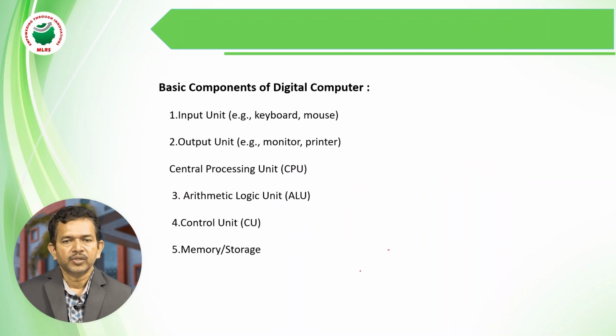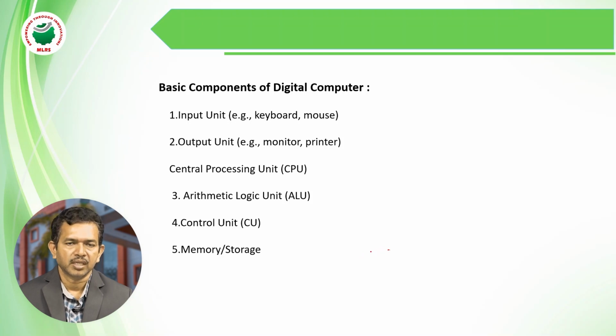Next, we'll try to see what the basic components required for a digital computer are. The basic components are the input unit and the output unit. Once the input and output units are processed, we go to the central processing unit, which we call the heart of a digital computer. And how is this CPU organized? The CPU is organized into three components.